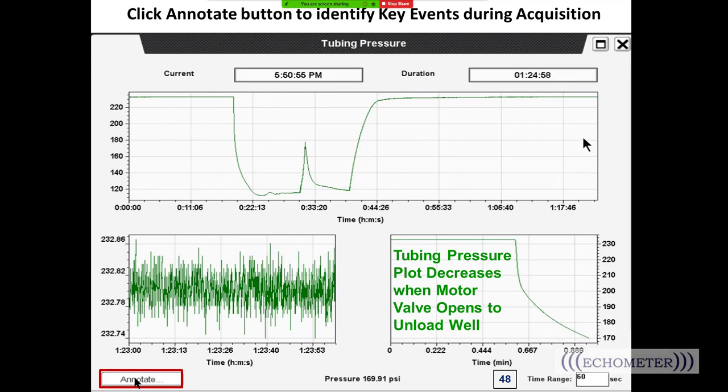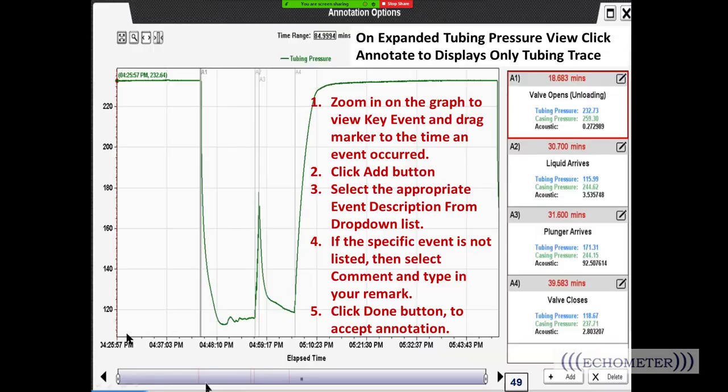When I first went out to track plungers, I would just write information on a yellow sheet, and I'd have two or three pages of paper, and it'd be hard to go back and line those events up with 500,000 data points that I collect over an hour and a half. So the annotate button fixes that problem.